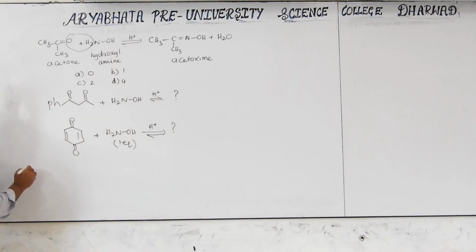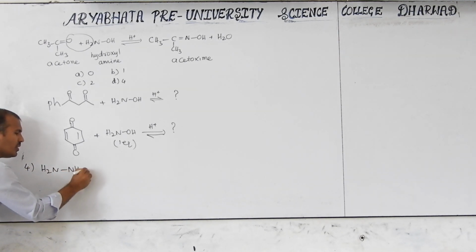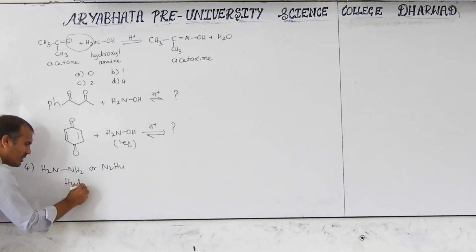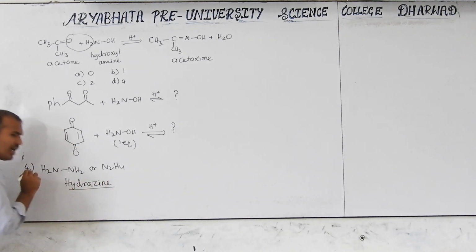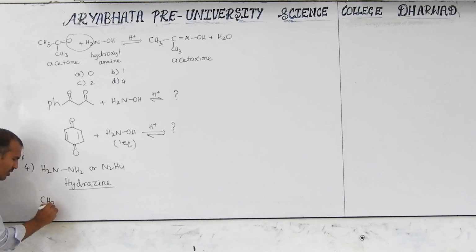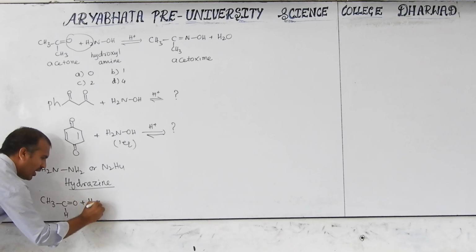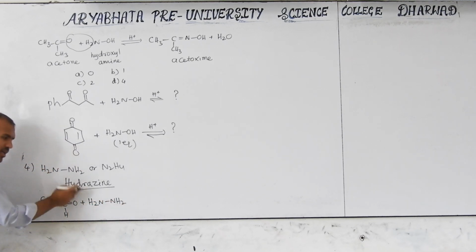Next one: ammonia completed, primary amine completed, hydroxylamine completed. So ammonia is 1, primary amine is 2, hydroxylamine is 3. This is the fourth one: NH2NH2, simply also known as N2H4. This is called hydrazine. This hydrazine reacts with CH3C=OH. What is the hydrazine formula? NH2NH2, hydrazine is already given.